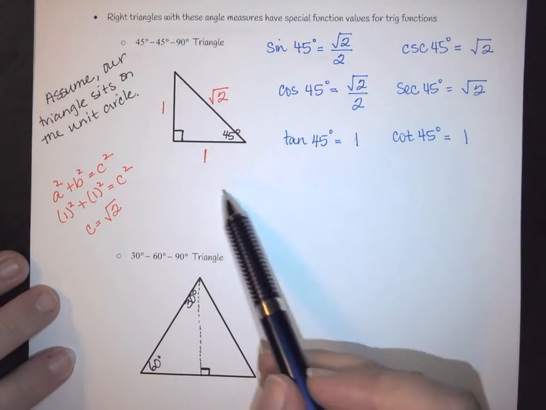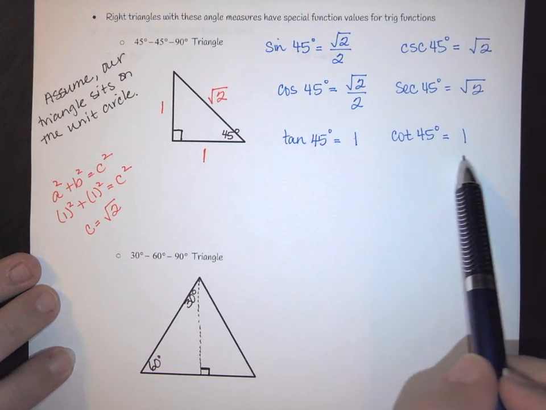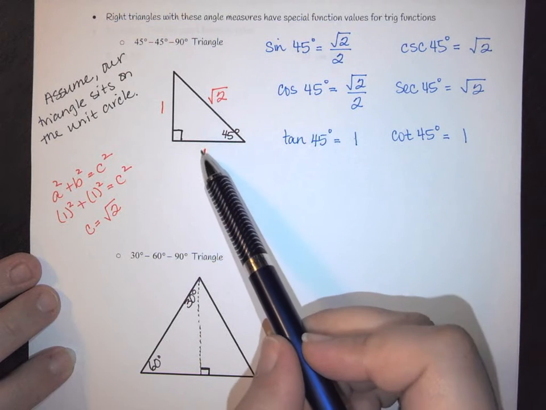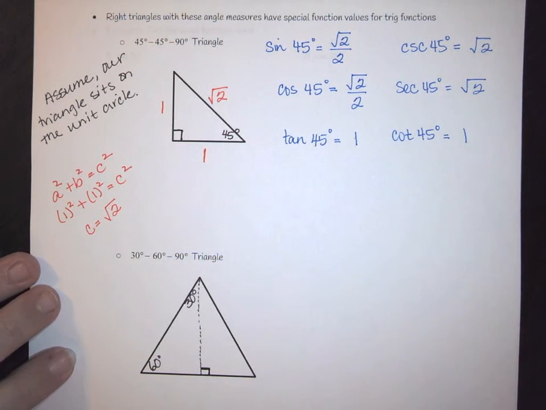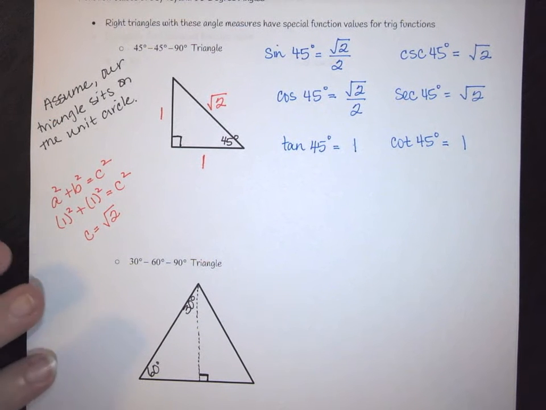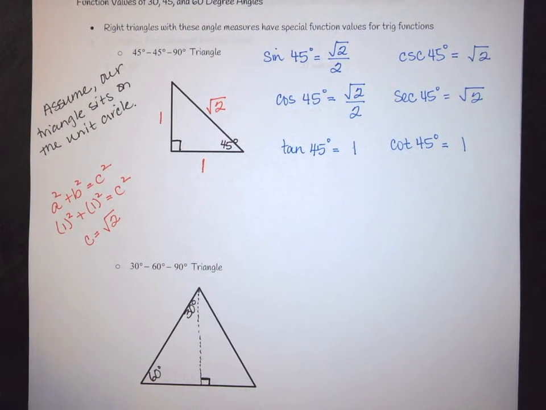Now because this is a special triangle, as long as your legs are 1, these trig measures are kind of set in stone. They can be applied to the unit circle, but they can also be applied to any 45-45-90 triangle that you may be working with. Okay, so this is the root idea. In other words, this is your definition.